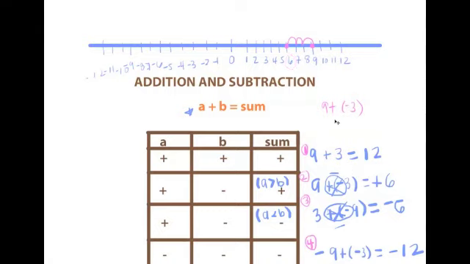Let's look at number 3. Number 3 tells me to start at positive 3 this time. The original problem was 3 plus negative 9. If it's 3 plus negative 9, am I going to the right or to the left? I'm going to the left because I want to go 9 over.